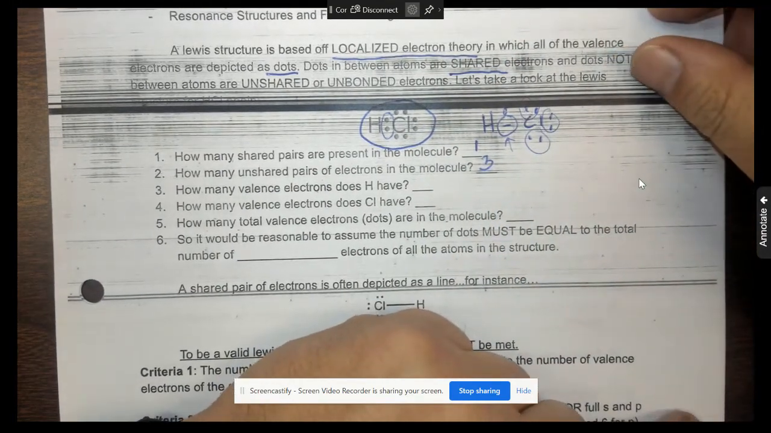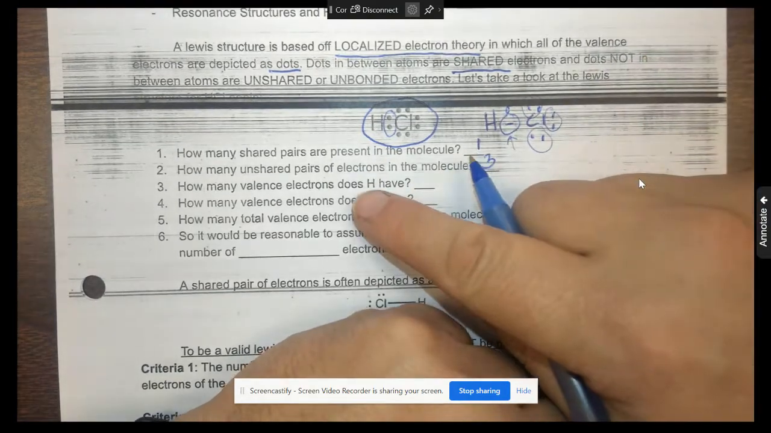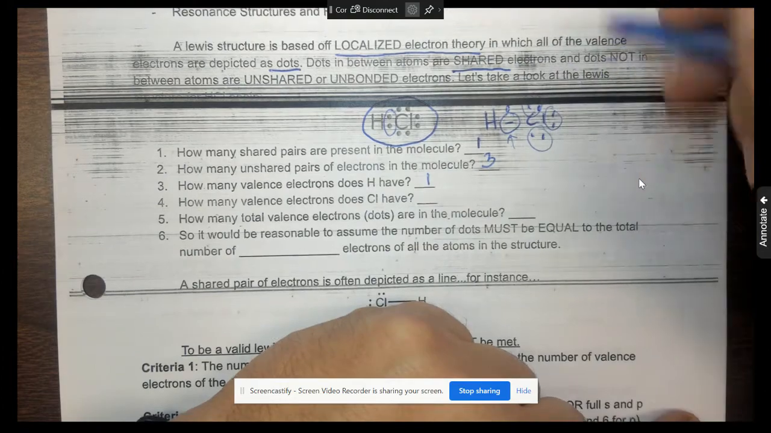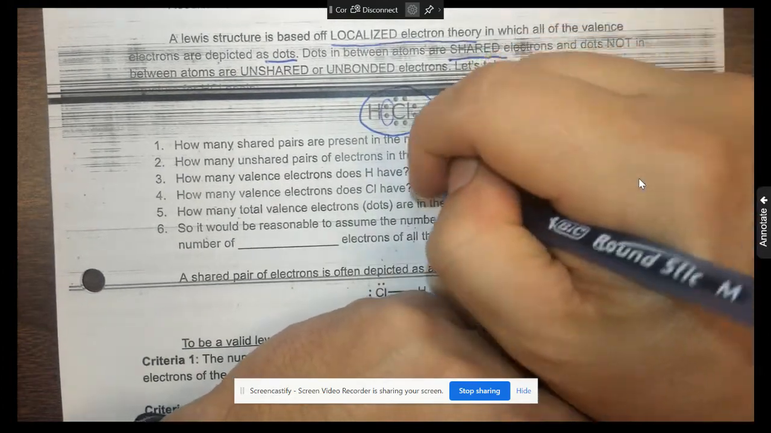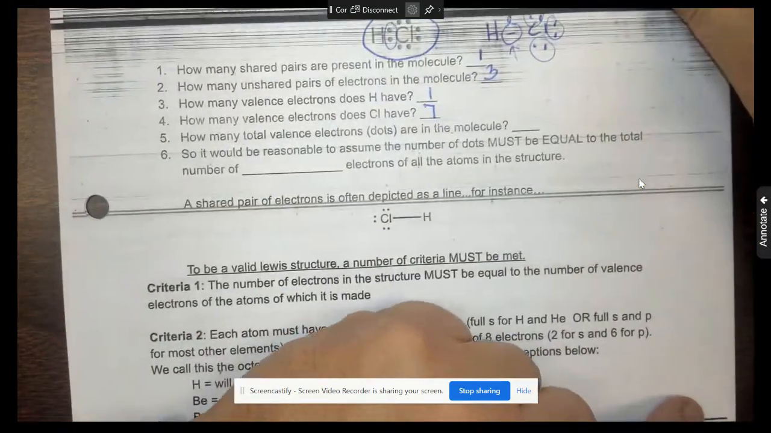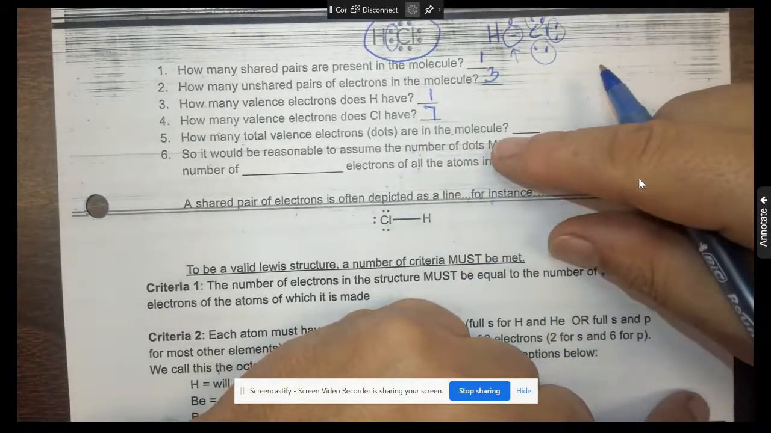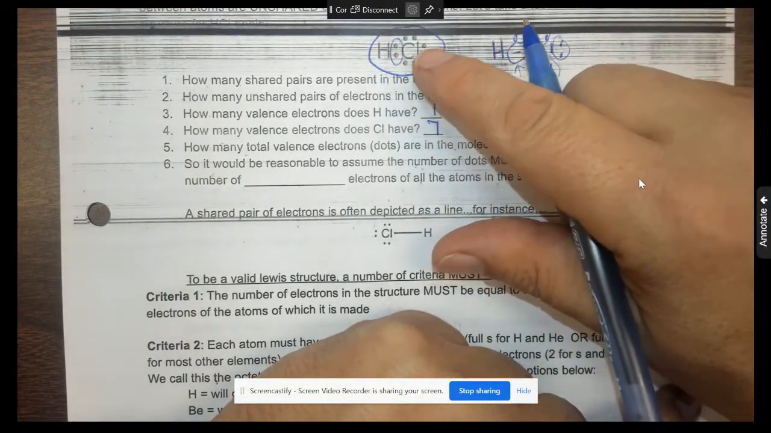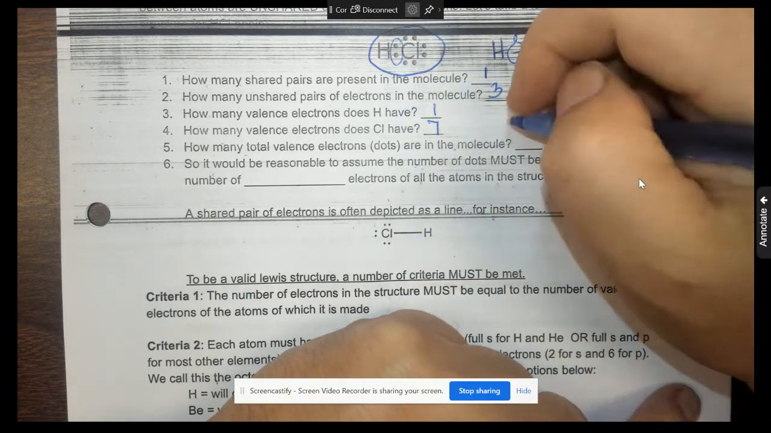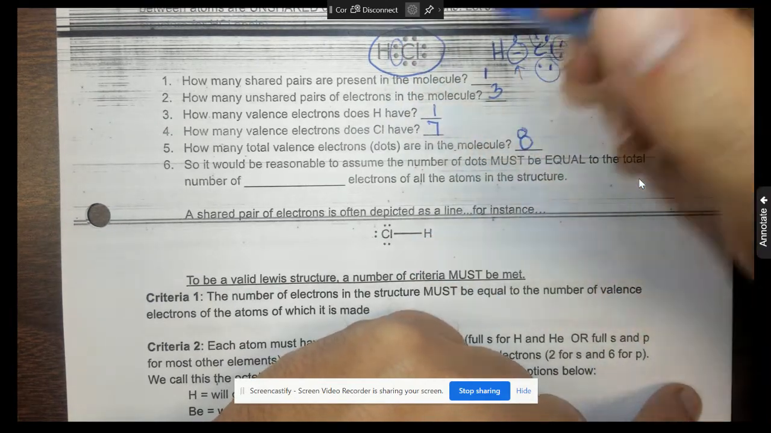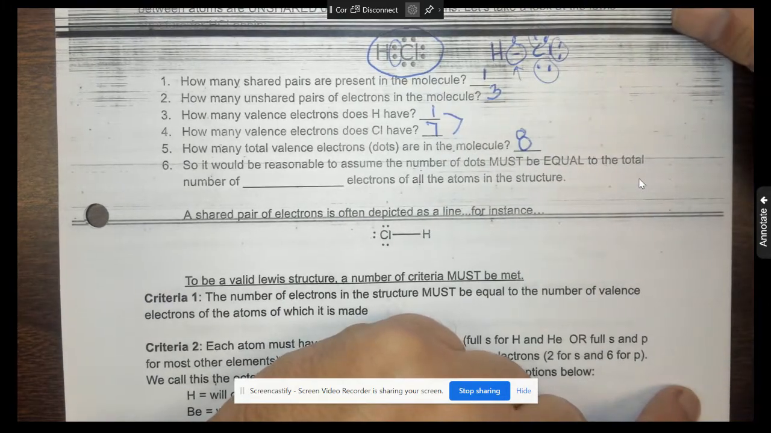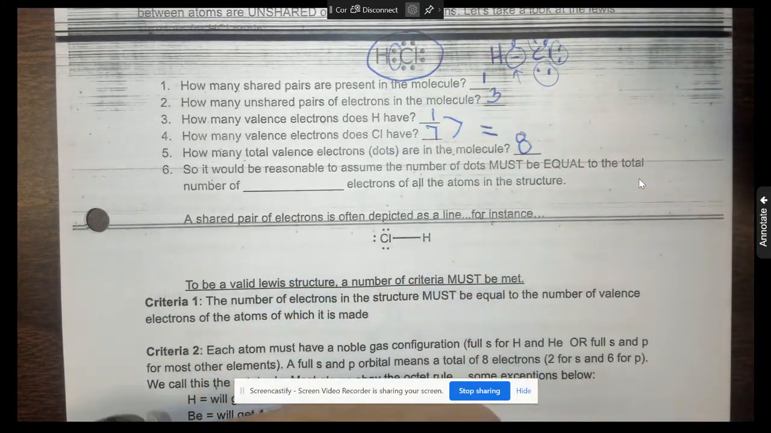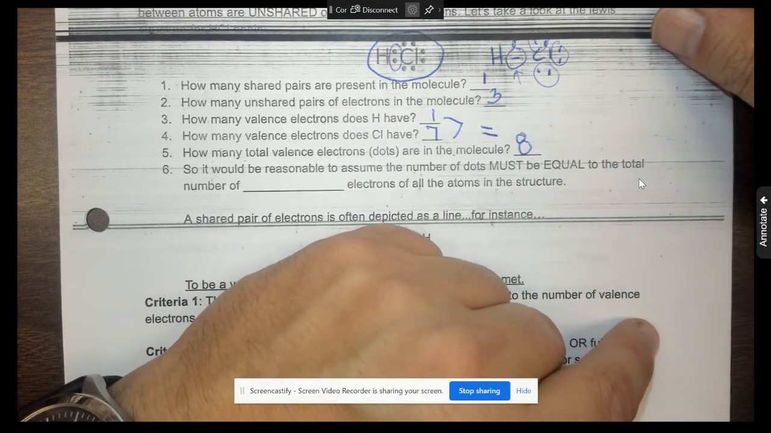To show you how this molecule was built in the first place, how many valence electrons does hydrogen have? 1. This is using your periodic table. Chlorine has 7. How many total valence electrons are in this molecule shown with our dots? 1, 2, 3, 4, 5, 6, 7, 8. Notice that is exactly the same as the total of the number of valence electrons. So there's a rule right there for writing Lewis structures.